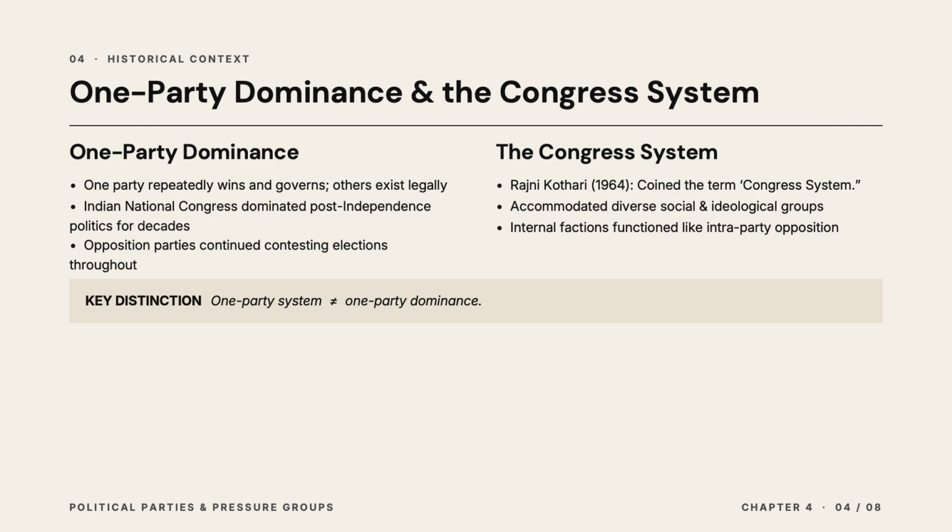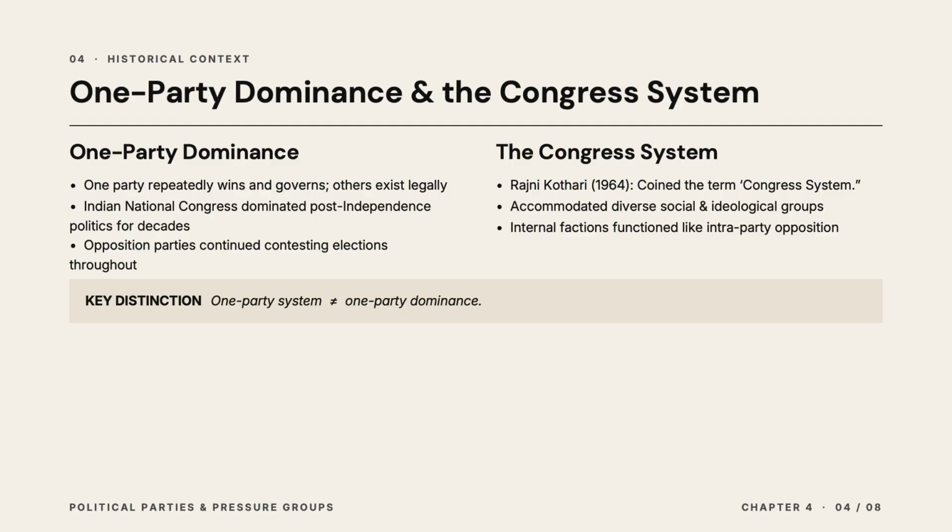But a one-party system is not one-party dominance. When I talk about one-party dominance, it means there are multiple parties, but one party is dominating. So I don't mean there's only one party, okay? Understand the difference. Right now we're talking about a multi-party system in India, in which there's one-party dominance, which is the Indian National Congress.